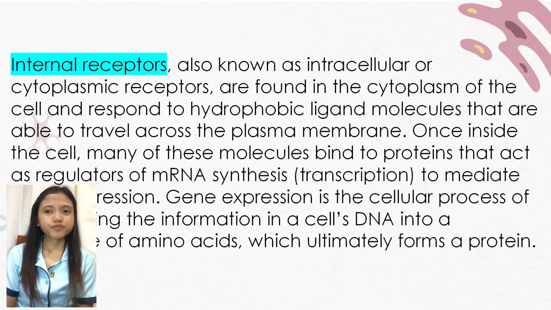The first type is the internal receptors, also known as intracellular or cytoplasmic receptors. These are found in the cytoplasm of the cell and respond to hydrophobic ligand molecules that are able to travel across the plasma membrane. Once inside the cell, many of these molecules bind to proteins that act as regulators of mRNA synthesis to mediate gene expression.